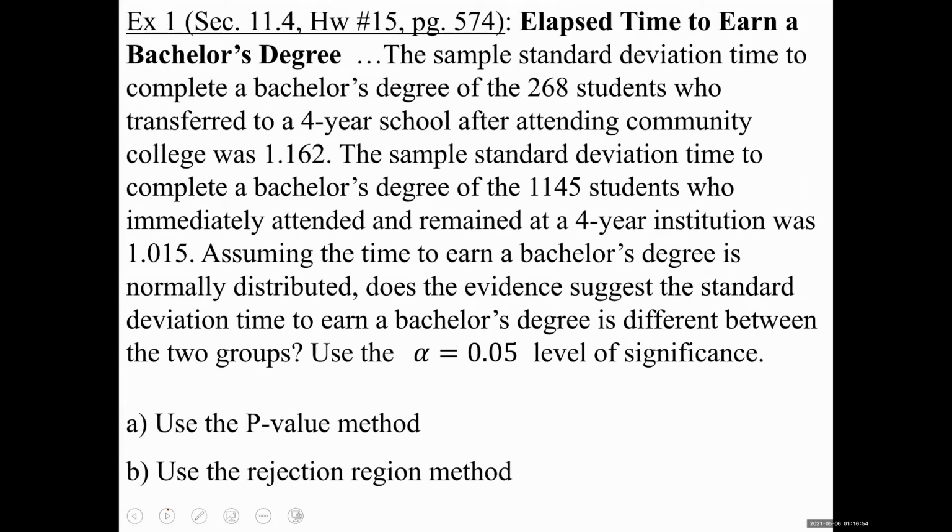So it says the sample standard deviation time to earn a bachelor's degree of the 268 students who transferred to a 4-year institution after attending community college was 1.162. What this means is he observed 268 people who went from high school to a community college, then a 4-year institution, and got a bachelor's degree. He asked each of these 268 people, how many years did it take you to get your bachelor's degree? So he has 268 numbers, and he calculated the standard deviation of those, and he got 1.162.